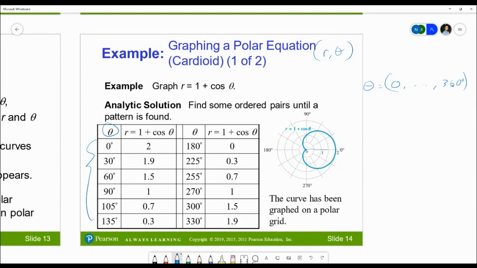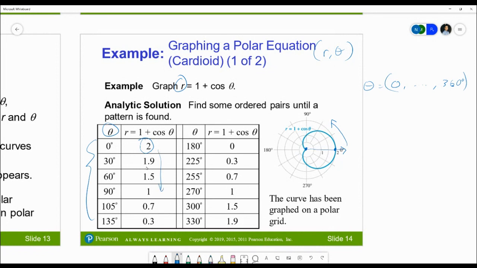So here, this is where we're going to start out, and we're going to rotate this direction. Then the r is what's going to change as theta moves counterclockwise. So let's look at what happens. When cosine is 1, we get 1 plus 1, which is 2. So this is the distance away from the pole at 0.